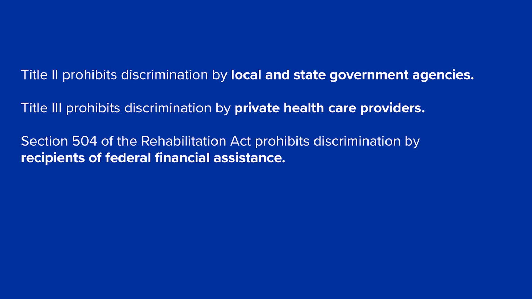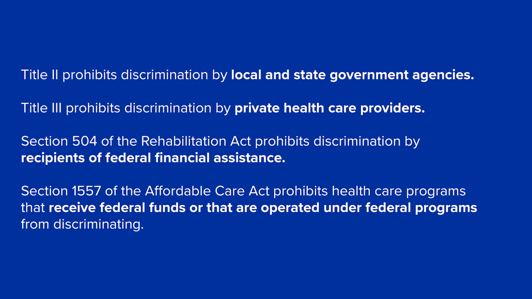Now, Section 504 of the Rehabilitation Act prohibits discrimination by recipients of federal financial assistance, and Section 1557 of the Affordable Care Act prohibits health care programs that receive federal funds or that are operated under federal programs from discriminating.